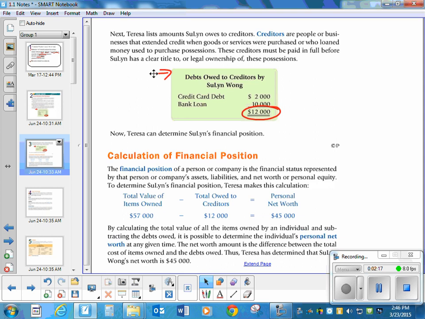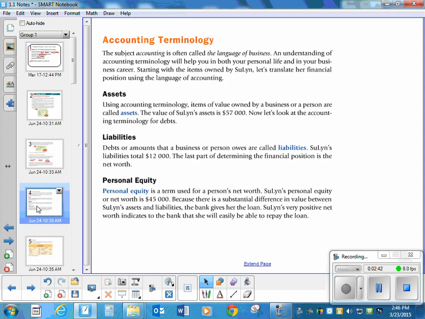Now, the bank is going to want to see what her financial position is. They're going to take what she owns, and they're going to take away what she owes to people. Her net worth is $45,000. When you subtract, so we're taking our assets minus our liabilities, or what we own minus what we owe, it gives us a net worth of $45,000.